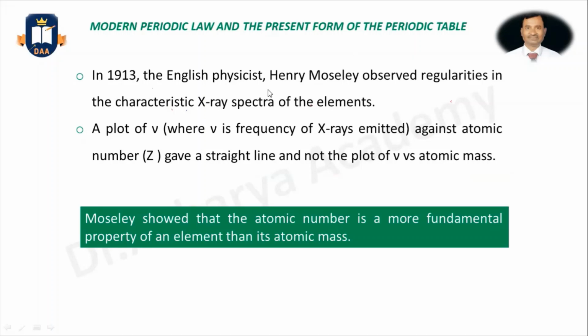So on that basis, Henry Moseley plotted the frequency of X-ray which was emitted from the atoms against the atomic number of the particular element, and which gave a straight line. But if the frequency of X-ray emitted is plotted against the atomic mass, it is not a straight line plot.